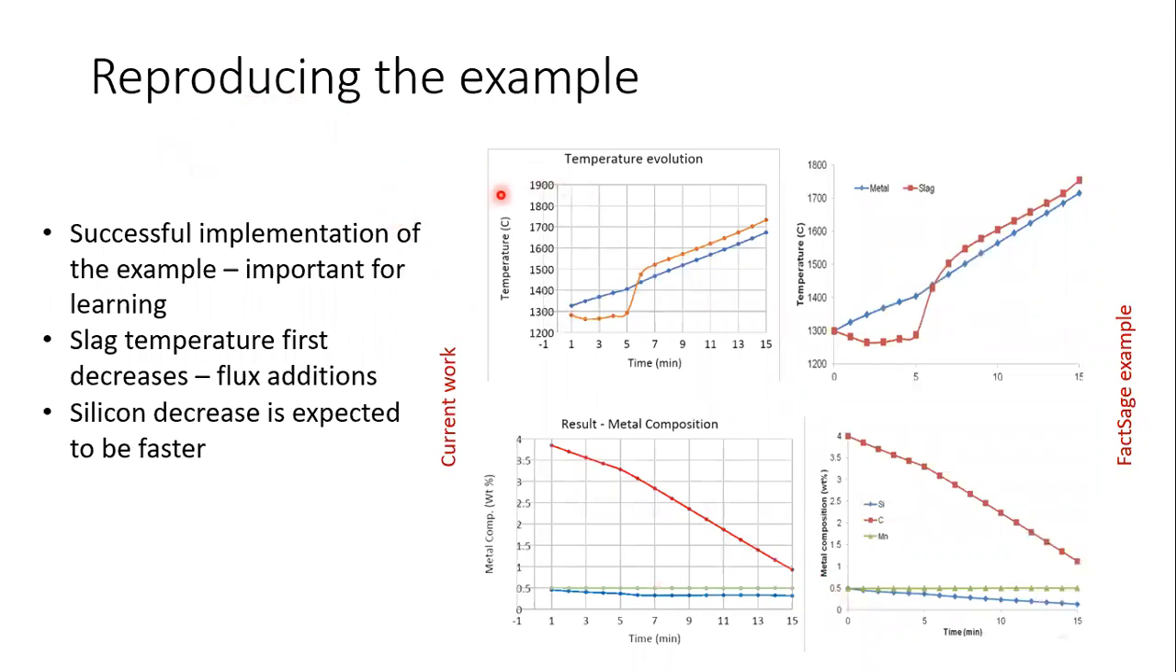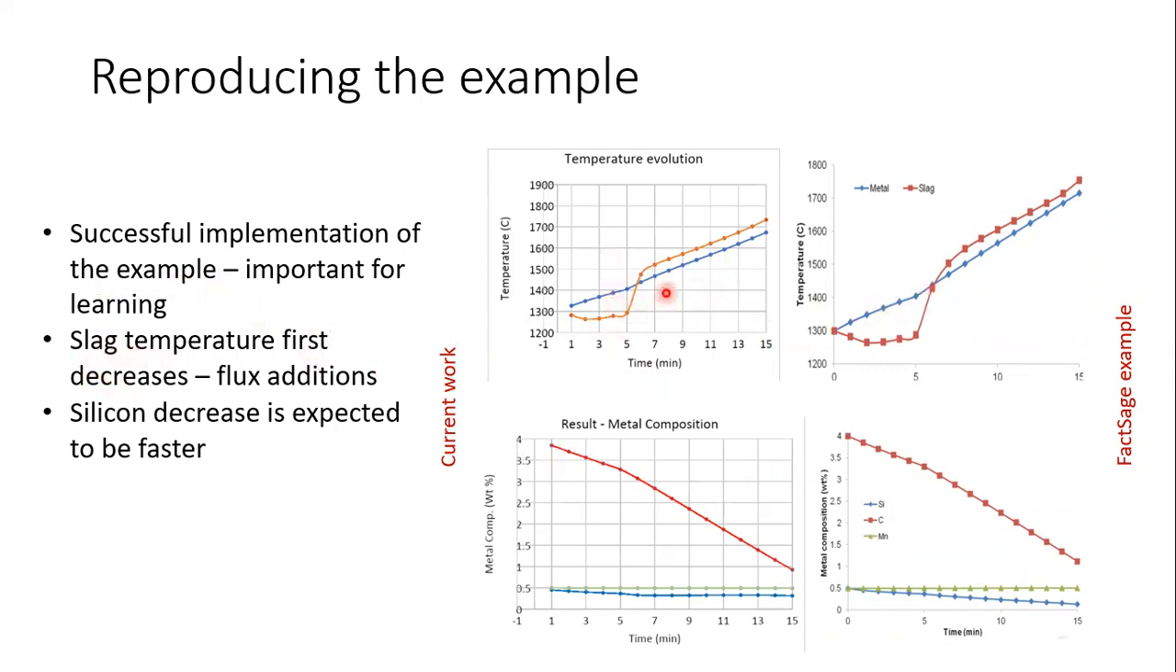Again, the first step by the student was to essentially reproduce the example. So you can see that on the right side, these are the results from the FactSage example provided in their worked out example file, and these are the results obtained by the student here. So you can see that there's successful implementation, at least the learning from the student regarding this development.